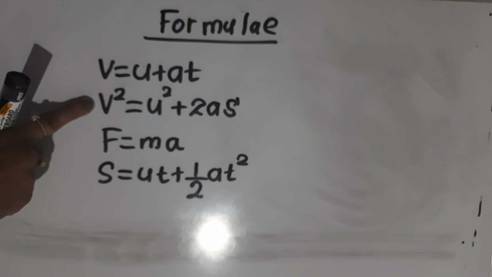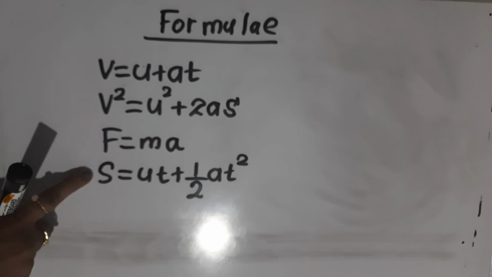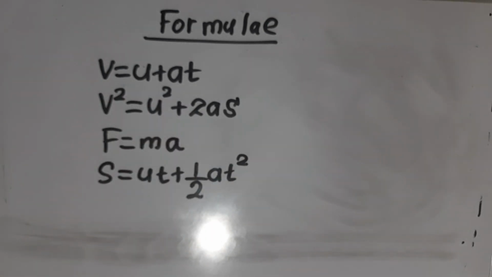Second example is v square is equal to u square plus 2as. Here v square is the subject of this formula. F equals ma, f is the subject. S equals ut plus half at square. S is the subject of the fourth formula.